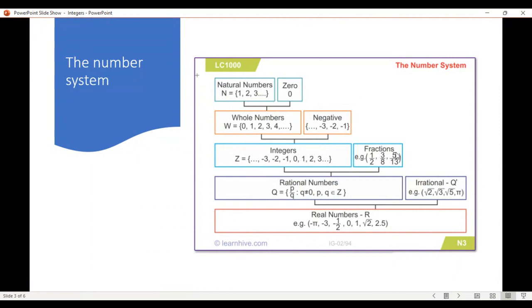And remember, the fractions are those parts of the numbers in between the number line. And then we talk about rational numbers, which will be all fractions as well. And then we get irrational numbers, which are numbers that are not part of the rational numbers, and then we end up with the real numbers. So this is the number system.